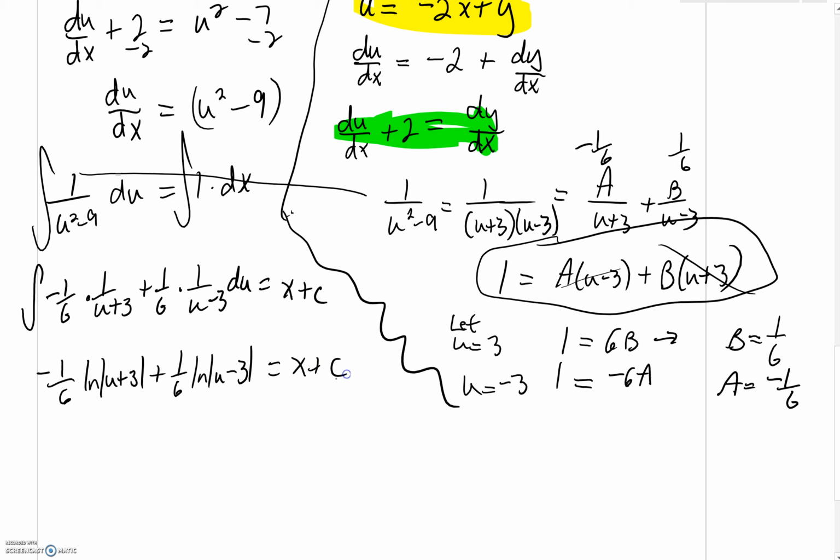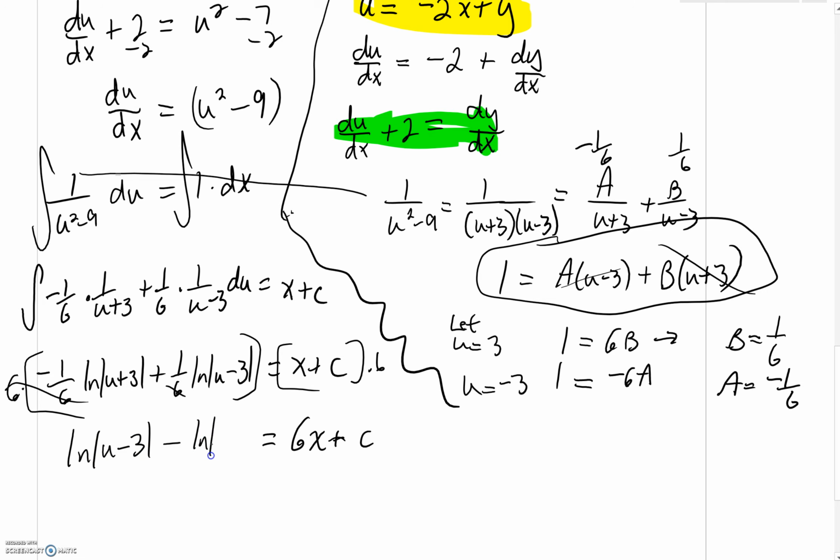And my goodness, right now, we could multiply everything by 6. I think that could help out substantially. And you could have a 6x. Well, 6 times a constant is just going to get you a c anyway. And then these fractions disappear, and you'd have an ln of u minus 3 minus the ln of u plus 3. We could do a property of logs and real quickly just get this going right here.